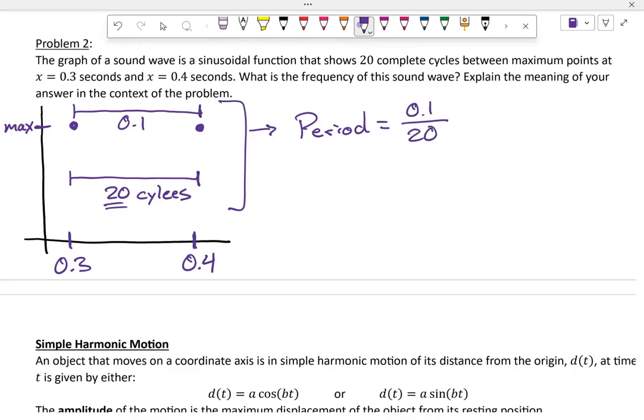That's it. That is your period. They're telling us we have 20 cycles within that. Well, then divide that length by 20 cycles, and that'll give you the length of 1 single period.